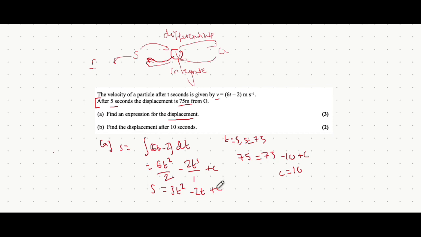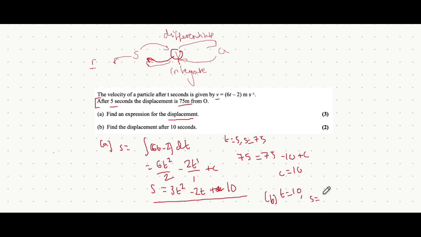Now that we've got the value of c, we can input it here, and we get the final equation for displacement. That's as far as you need to go for this question. It then tells you in part B to find the displacement after 10 seconds. That's pretty easy, honestly. You just put t equals 10 into the displacement equation. You've done the hard part.